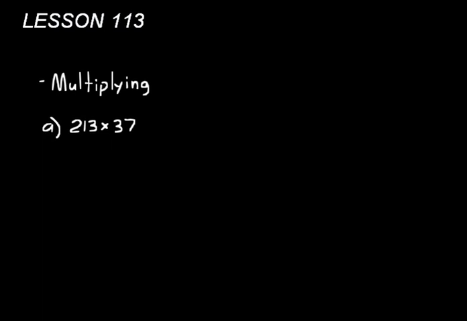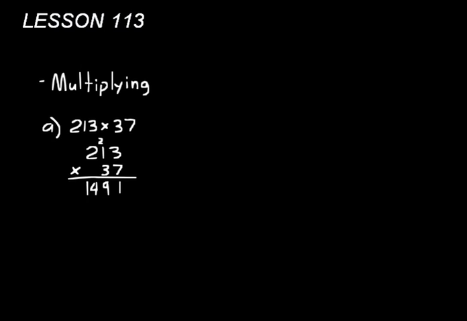Look at practice problem A. 213 by 37. Let's multiply those two. And so let's rewrite it vertically. Now, let's just go ahead and take the 7 in 37 and multiply it by 213. So we just go down, going one place at a time. 3 times 7 is 21. Bring a 2 up here. 7 times 1 is 7, plus 2 is 9. And then 2 times 7 is 14.